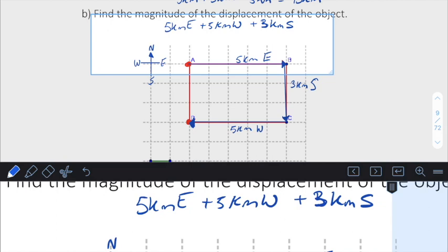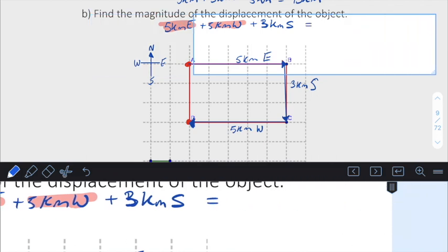Well, in terms of displacement, these two are equal and opposite because 5 kilometers east and 5 kilometers west are exactly opposite to each other. So those would be canceled out. So this is the same as saying only 3 kilometers south.